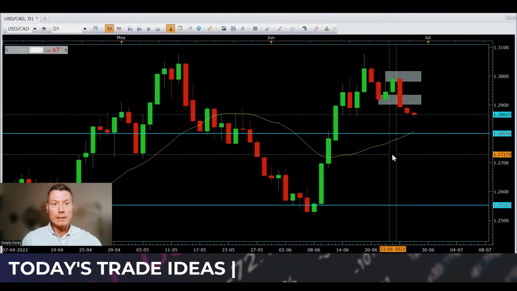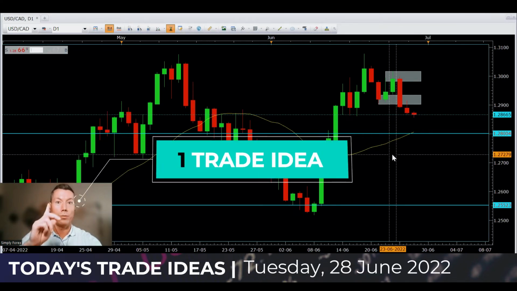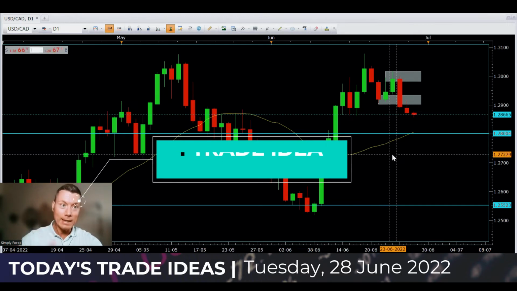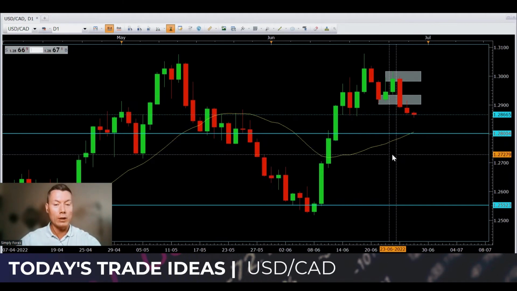Right, so trades for today, for Tuesday the 28th of June. Again, we only have one trade, and again, it is the US dollar, Canadian dollar. It's only that all the markets are in very unusual positions, guys. There's a lot of indecision, or prices are hitting highs or lows, or the weekly chart is telling me buy, the daily chart is telling me sell.